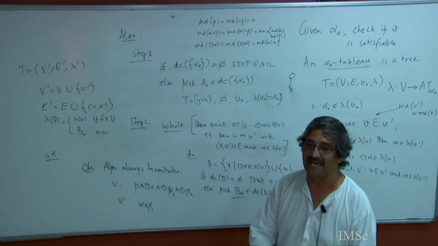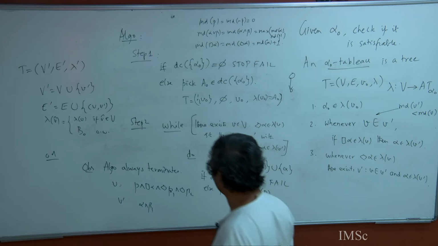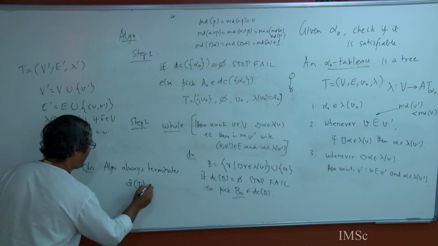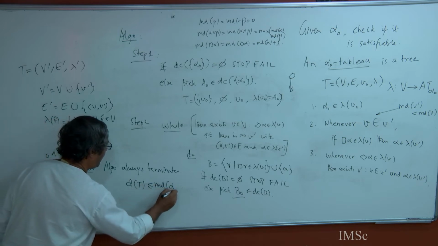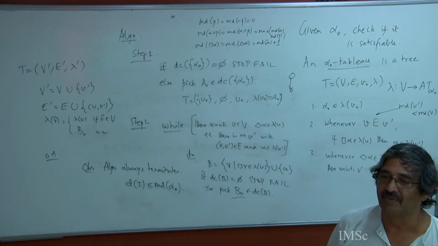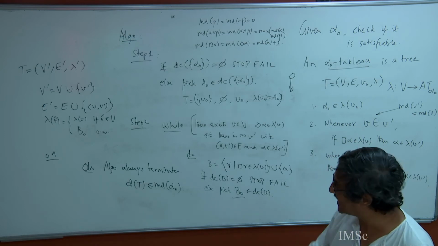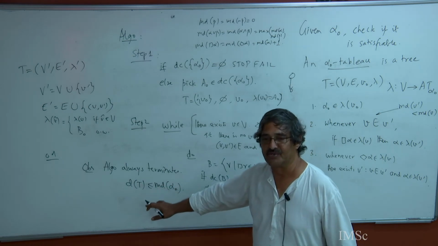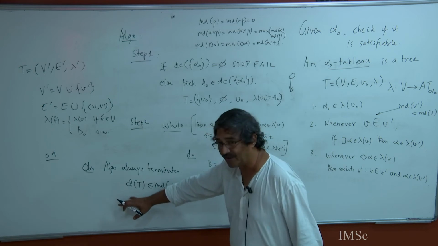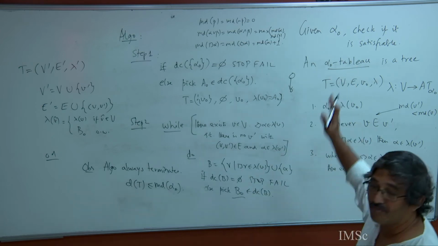right, is finite. In fact, the depth of the tree is exactly equal to the modal depth. If my algorithm succeeds and stops, right, if it fails anyway it terminates, right, there is no issue. But if it succeeds and stops, it will stop because the depth of the tree that I construct is going to be less than or equal to the modal depth of the given formula alpha naught.